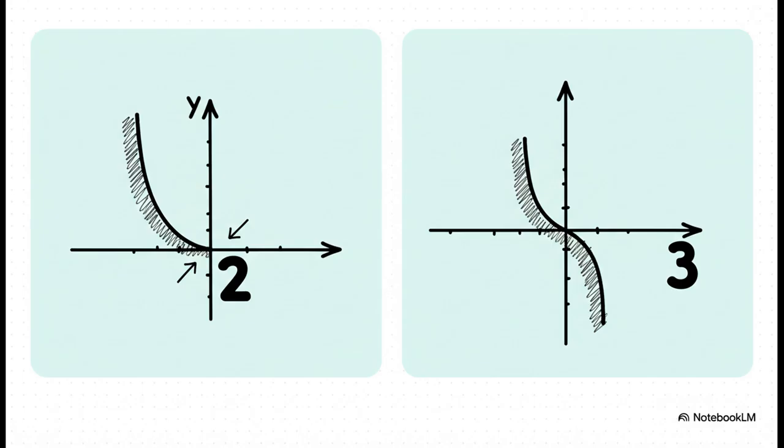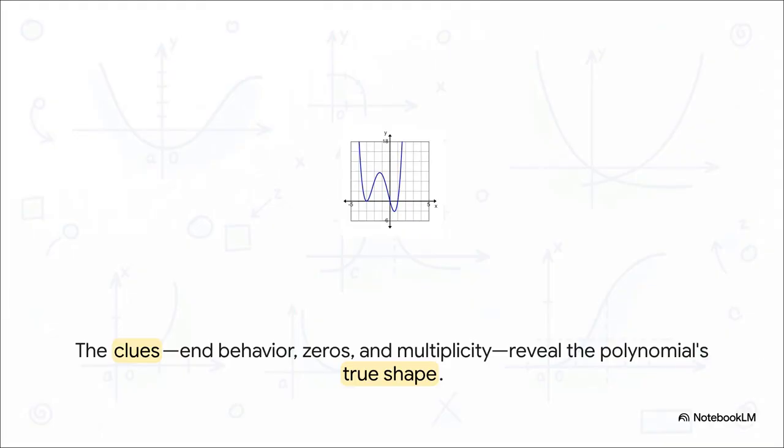Now look at the 0 at x equals -1. Its factor is cubed. The exponent, 3, is an odd number. And whenever the multiplicity is odd, the graph goes straight on through. It crosses the axis. And now we just put it all together.